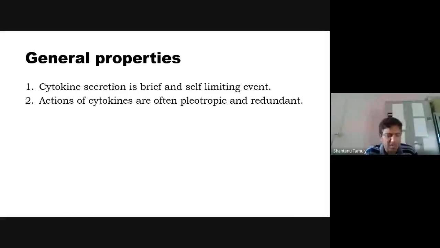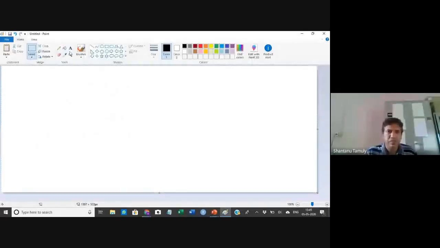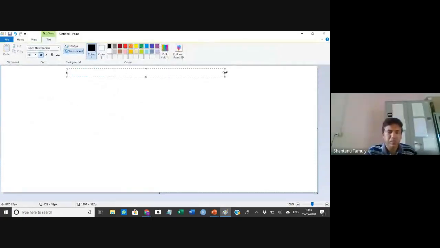Redundancy means many cytokines have similar activity. That means there are some cytokines, they are different cytokines, but their activities are the same. Their functions are the same. So this kind of cytokines are called redundant cytokines, that means having similar activities.